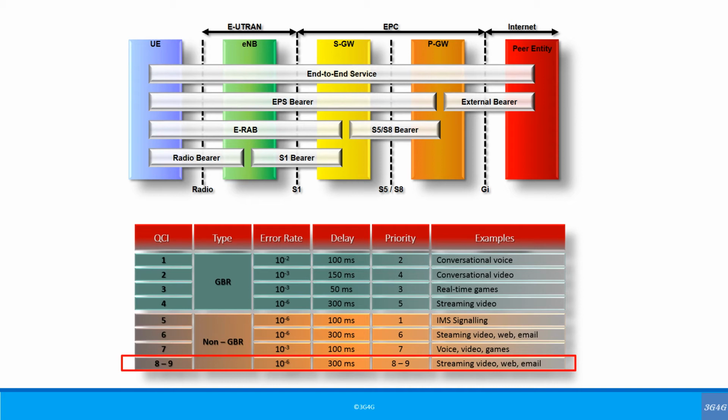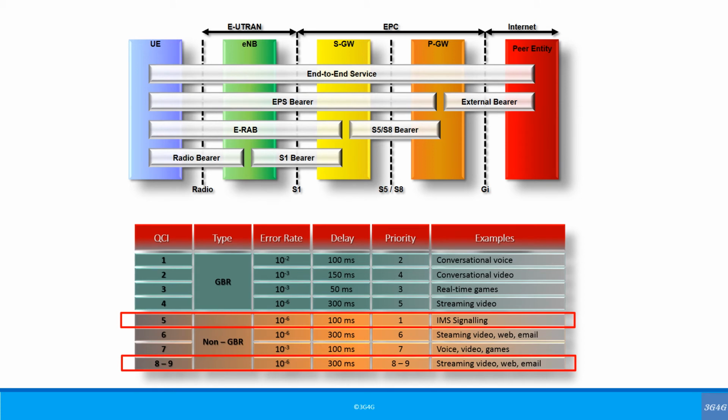But let's say an operator can decide to have both QCI 8 and QCI 9, and whether you are a business customer or a non-business customer, they can give you different types of bearers. So if you're a business customer, you might get QCI 8, right, which has got slightly higher priority than QCI 9, which is for non-business customers. So it's very much possible.